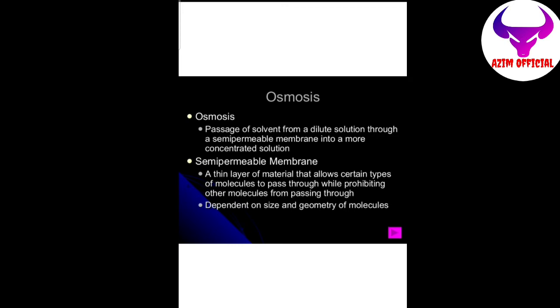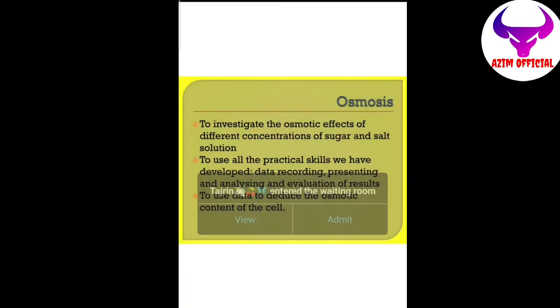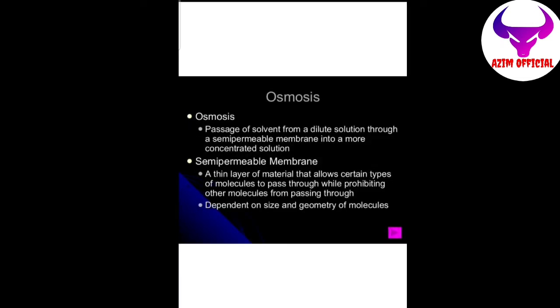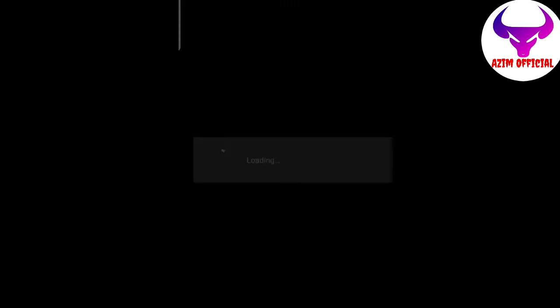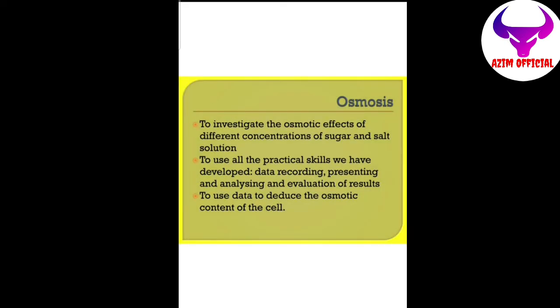What is a semi-permeable membrane? A thin layer of material that allows certain types of molecules to pass through while prohibiting other molecules from passing through, dependent on the size and geometry of the molecules. Some semi-permeable membranes allow larger molecules, and some allow smaller molecules. So it depends on the size and also the shape of the molecules.